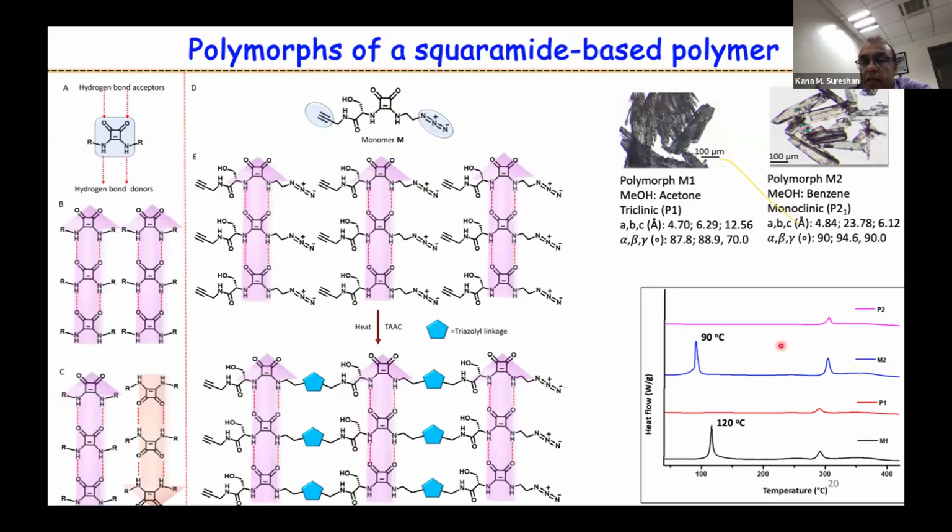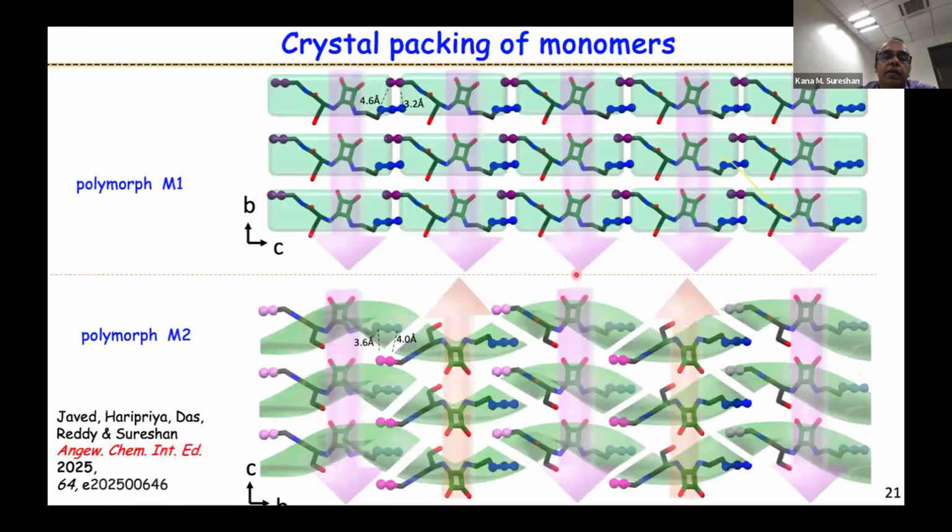Again, different data, melting point and DSC, showing they are different. And here is the packing, actually, for the first case, polymorph 1. You can see these are one stack of monomer, next stack of monomer, and they are arranged in a beta sheet kind of arrangement, an extended kind of arrangement. There is no twist here actually.